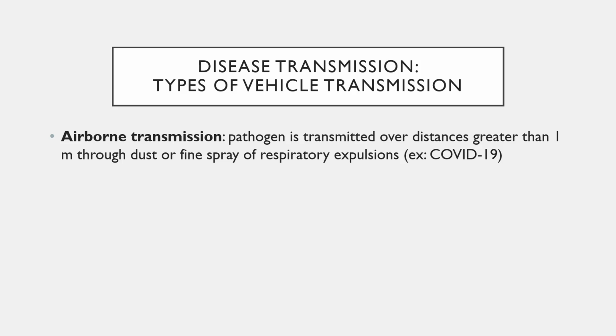Airborne transmission is where a pathogen is transmitted over distances greater than 1 meter through dust or fine spray of respiratory expulsions. For example, COVID-19, although originally thought to be only transmitted through droplet transmission, was later recognized to be possibly transmitted through airborne transmission as well, which makes it that much more transmissible.